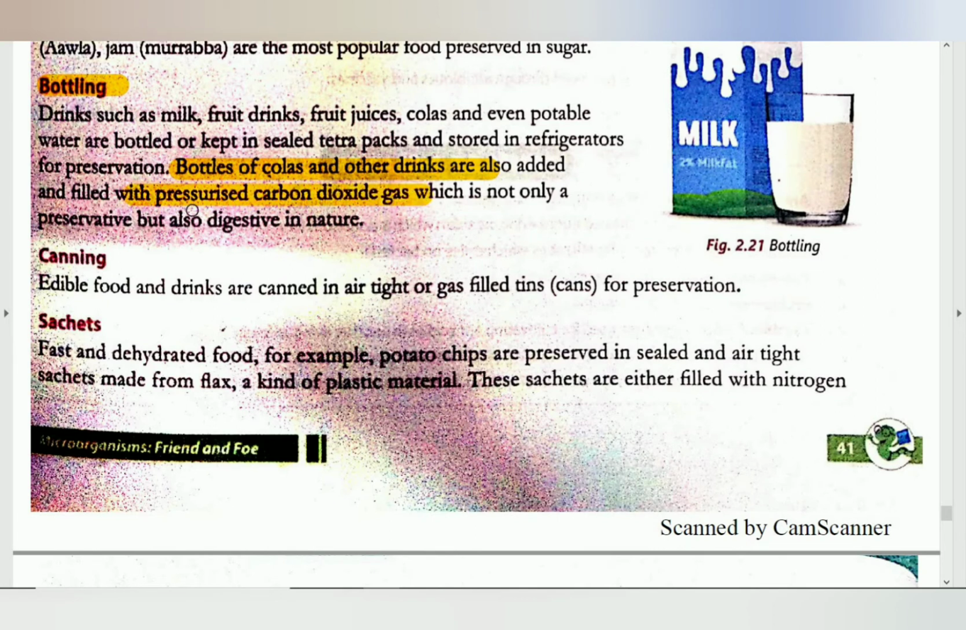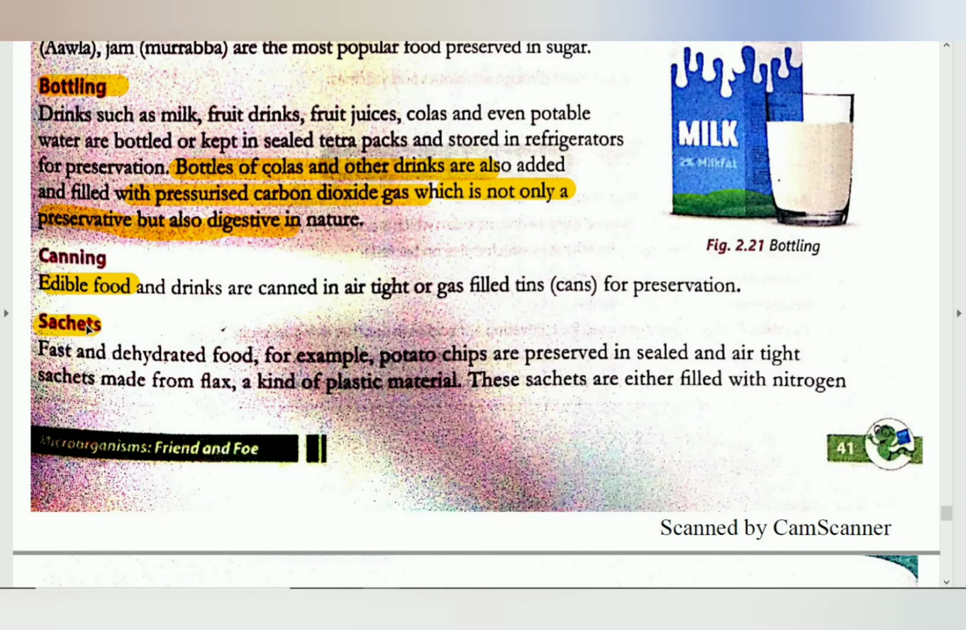This is not only for the preservation but also for the digestion. Alright. Next one is canning. Canning is generally for the edible foods, or when we can the food in airtight containers. This method is known as canning.